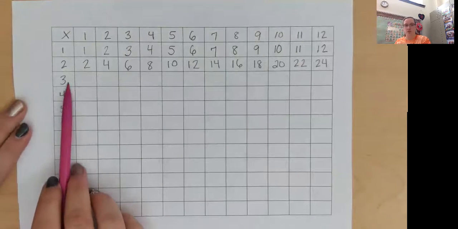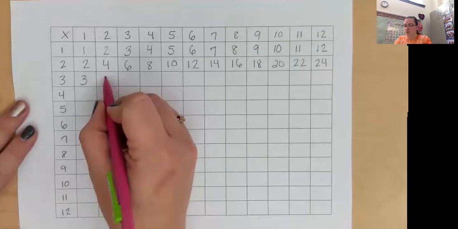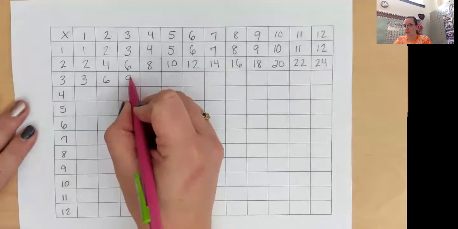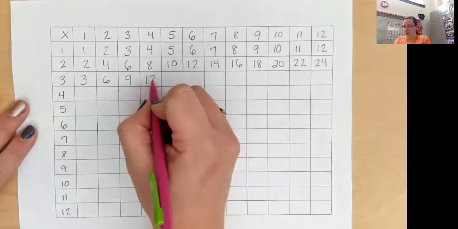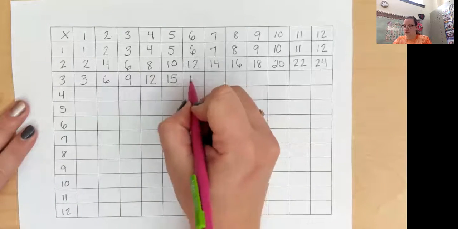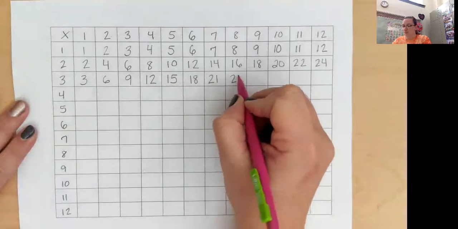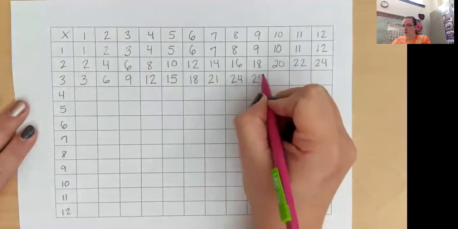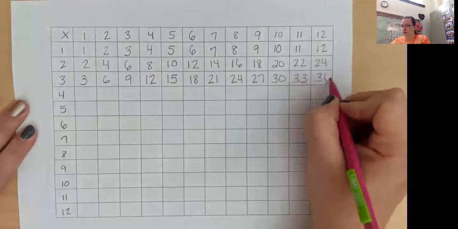All right, next we're going to do 3. 3 times 1 is 3. 3 times 2 is 6. 3 times 3 is 9. And I'm going to continue skip counting by 3's. So 12, 15, 18, 21, 24, 27, 30, 33, and 36.